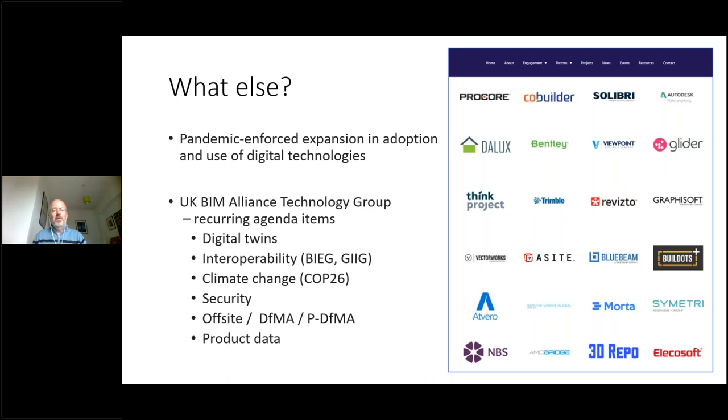That's on our September meeting. We've got climate change for the December meeting. A perennial item is now interoperability, and we've had presentations from Alex Luck on security, and we'll be obviously focused a bit more on areas like offsite design for manufacture and assembly, and the whole area of product data remains live within the technology group going forward. Hopefully that gives you a view of what we've seen and where we're going in the technology group.